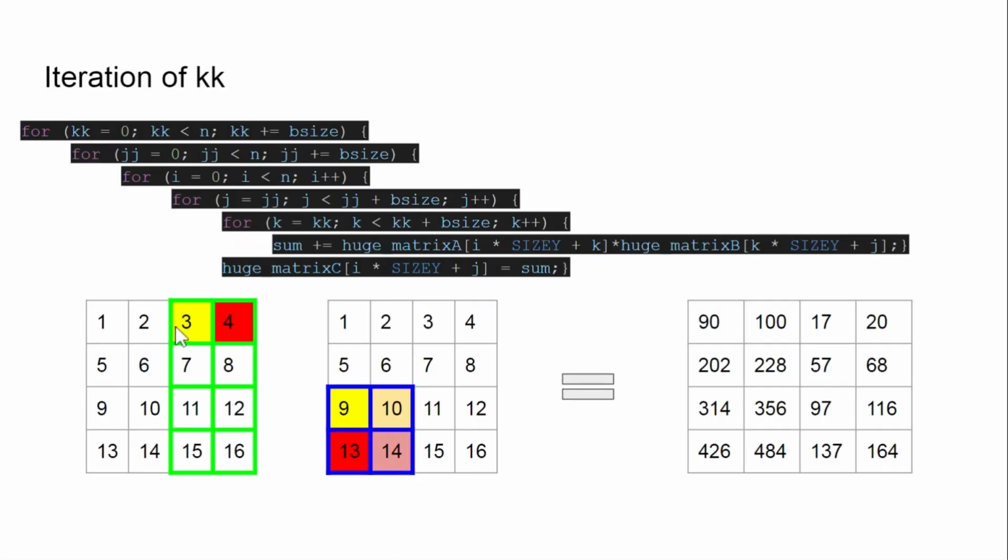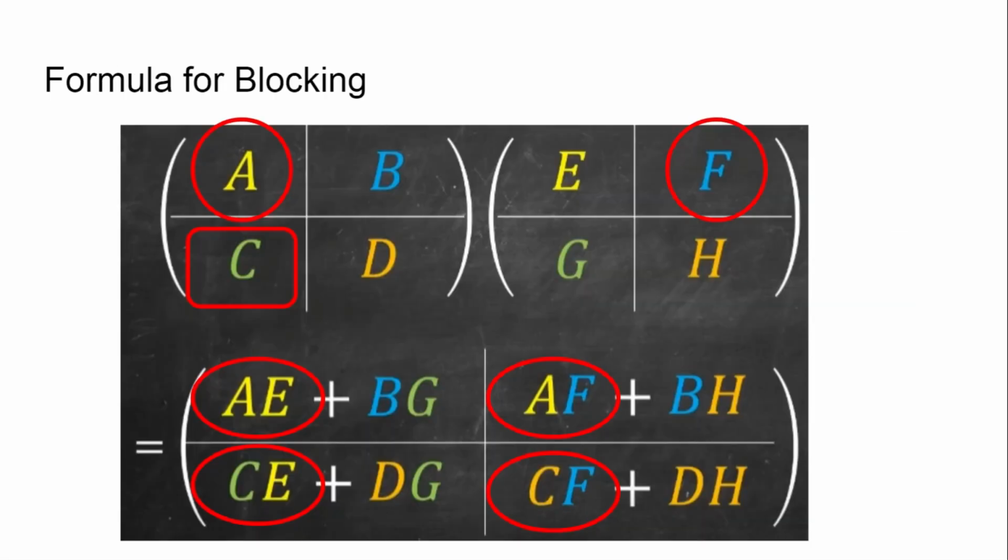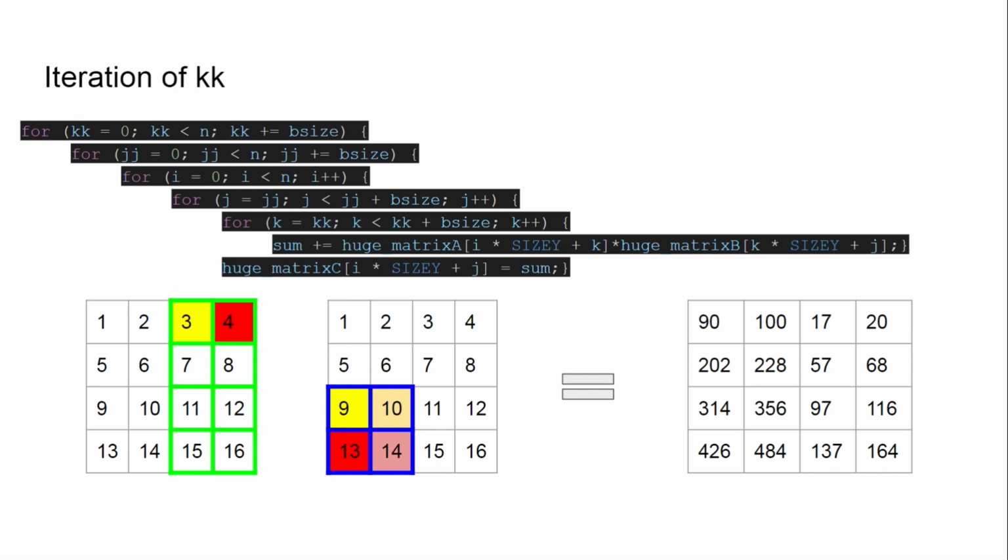So what I do is, this is a new block for matrix A, and this is a new block for matrix B. So then the exact same thing happens again. You got 3 times 9, 4 times 13, and then you add that to the first column, which before is 11. Now when you add the result of 3 times 9, 4 times 13, you get 90. And that is the exact result that we want for our final answer.